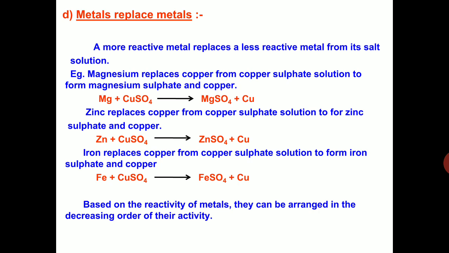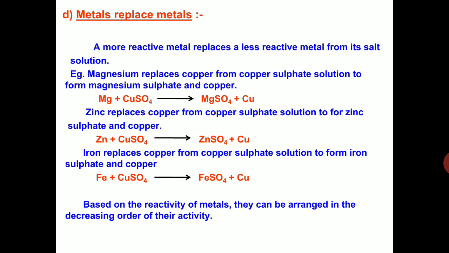Here the blue colored copper sulfate solution changes into light green after the reaction because the solution changes into ferrous sulfate from copper sulfate. So when you put an iron nail into copper sulfate solution, iron displaces copper and it forms iron sulfate. So based on this activity, metals can be arranged in the decreasing order of their activity.